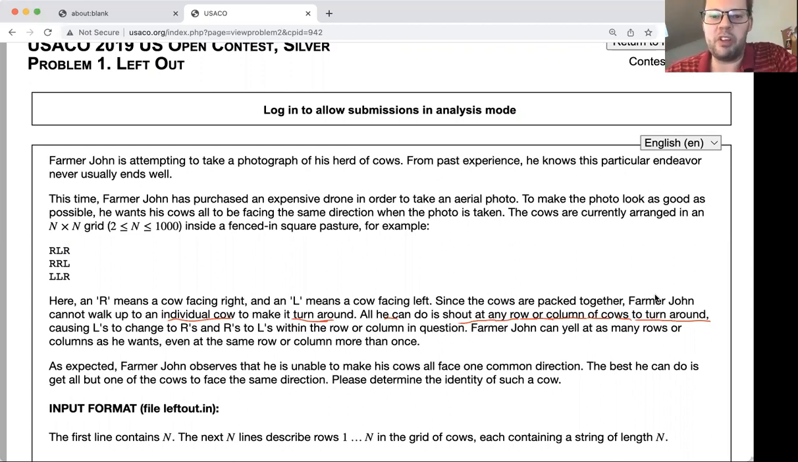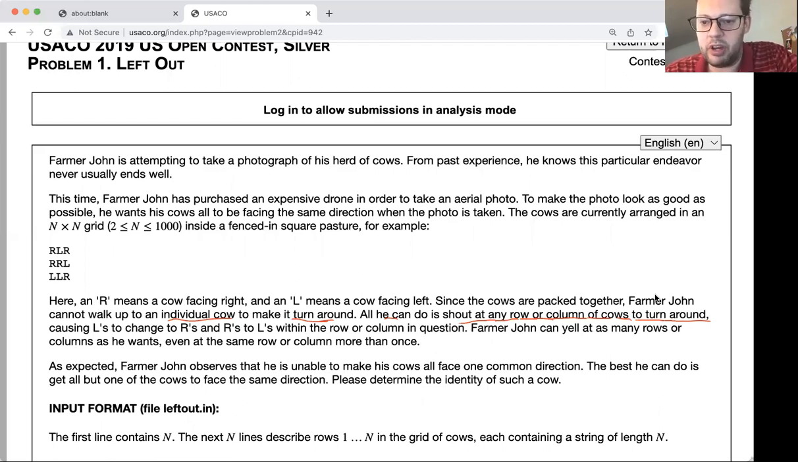Anytime I see something like that where there's only 2 states, I'm usually thinking I'm probably going to use a Boolean for this. So most likely the way I would want to represent this is going to be a 2-dimensional array of Booleans. Farmer John can yell at as many rows or columns as he wants, even at the same row or column more than once.